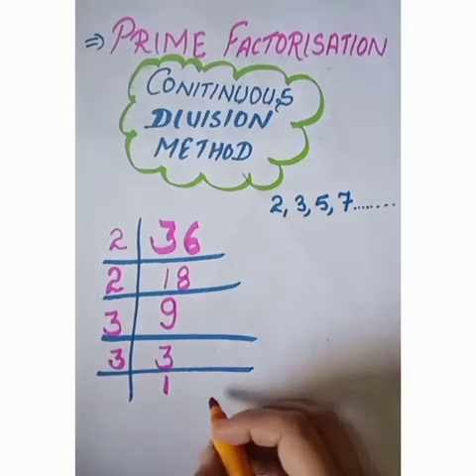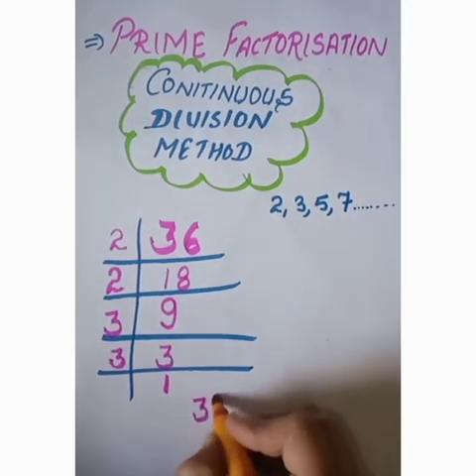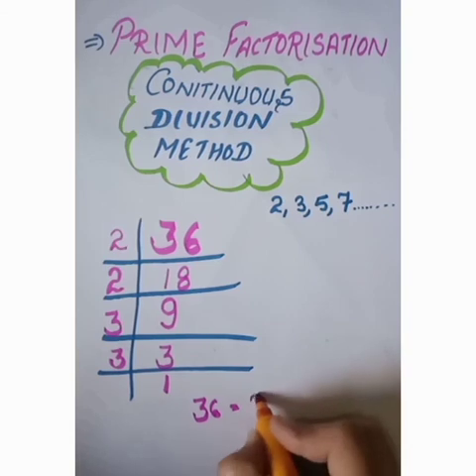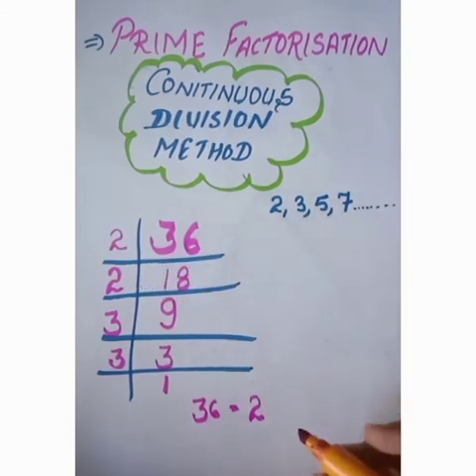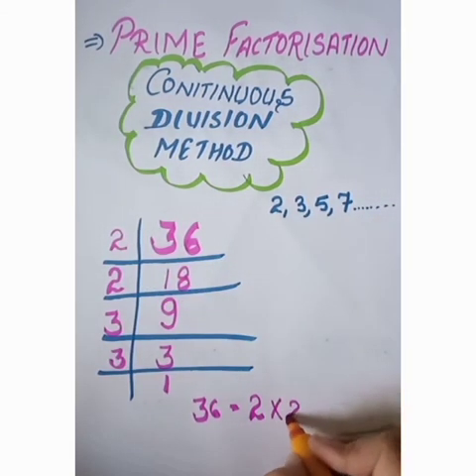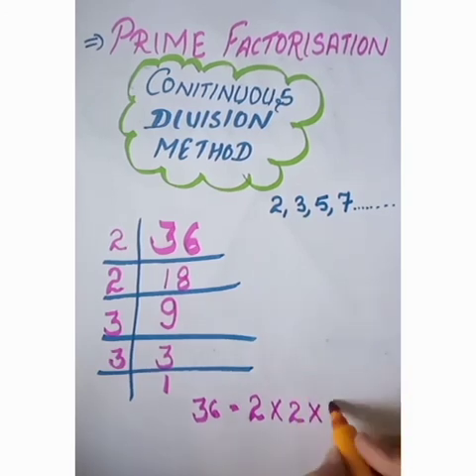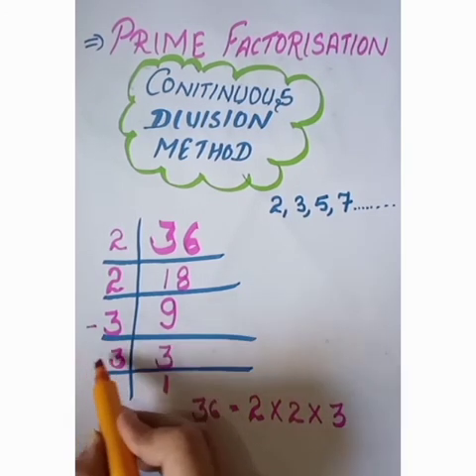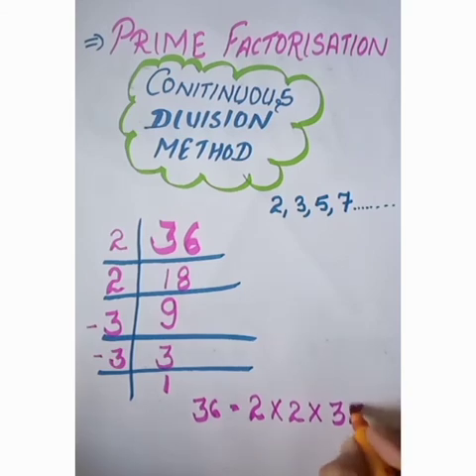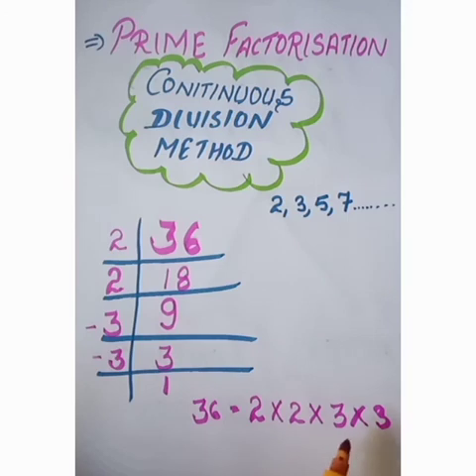So let's write the prime factors of 36. First is 2, and how many times 2? 2 times. 2 multiply 2 multiply 3 multiply 3. When you multiply all this, you will get 36. 3 times 3 is 9, 9 times 2 is 18, and 18 times 2 is 36. So we'll get over here 36. So this is our continuous division method to find the prime factors of a number.